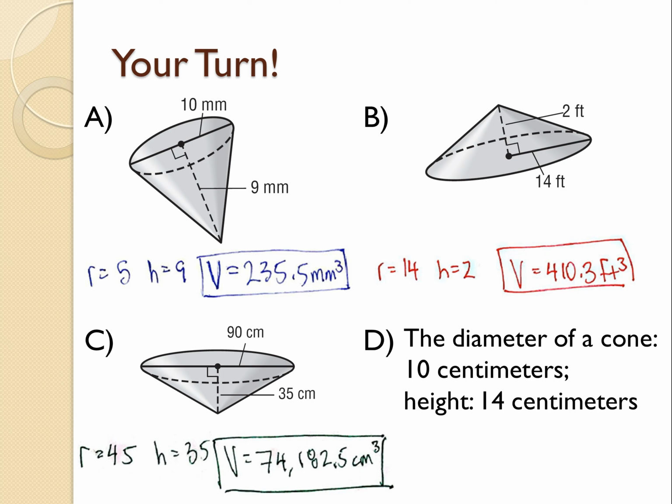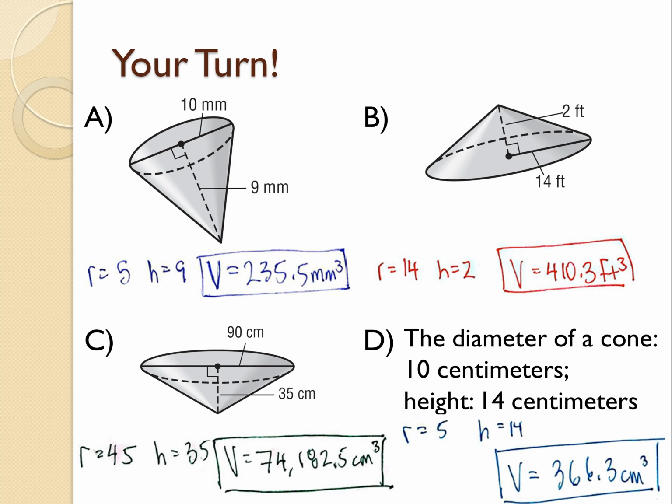Don't get scared of large numbers, people. Numbers can be gigantic. For D, they do give you the diameter. So you have to divide that by 2. Radius is 5, height is 14. Plug it into the formula. Okay, that's going to get really old, so I'm going to stop doing that. The volume is 366.3 centimeters cubed.